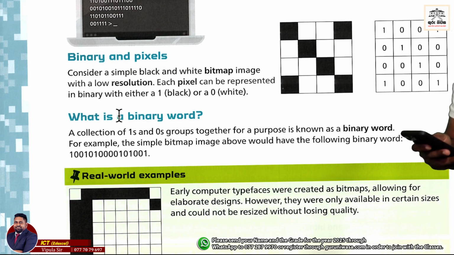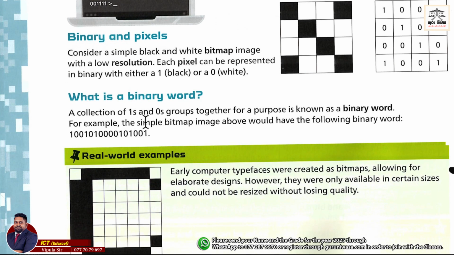So now, in this case, we can actually call this a binary word. When it comes to a binary word, what it shows is a collection of ones and zeros grouped together for a purpose, known as a binary word. For example, a simple bitmap image above would have the following binary word.